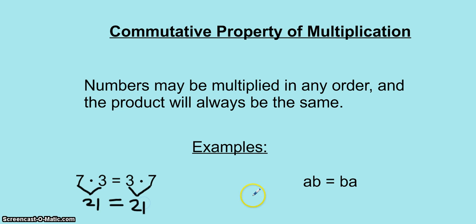And even with variables, a times b is equivalent to b times a. So whatever values I put in for a, and whatever values I put into b, even though they're switching places, they will still be equivalent expressions.